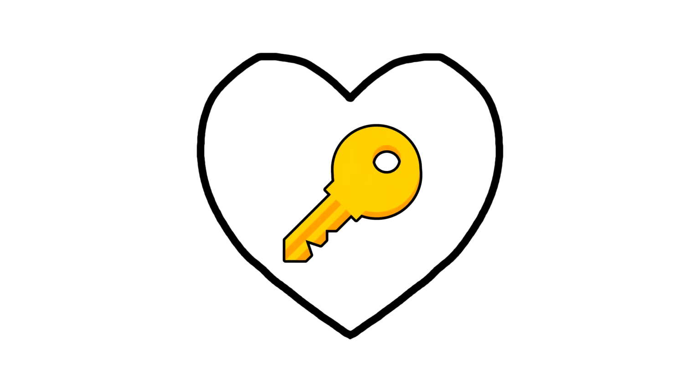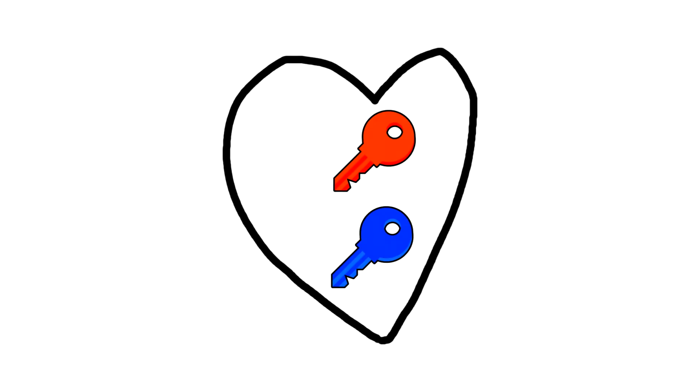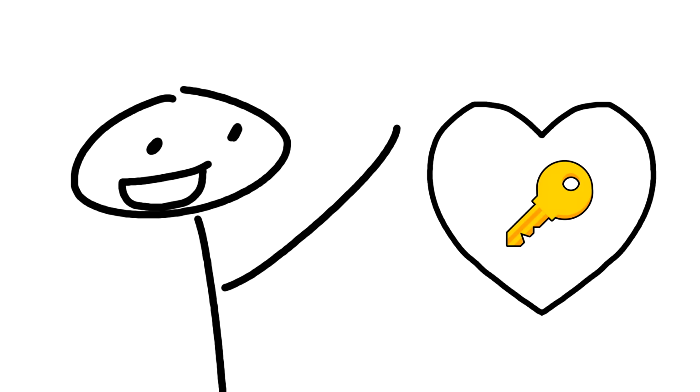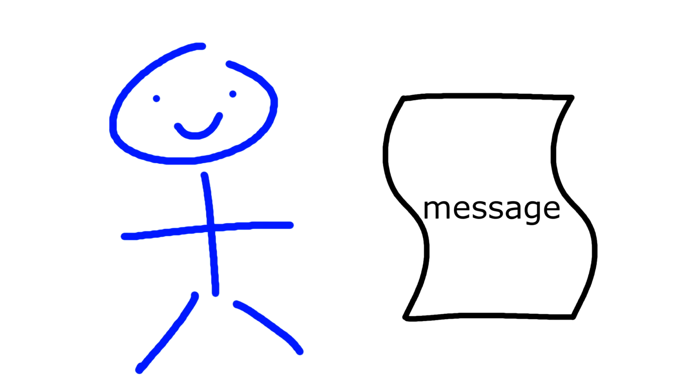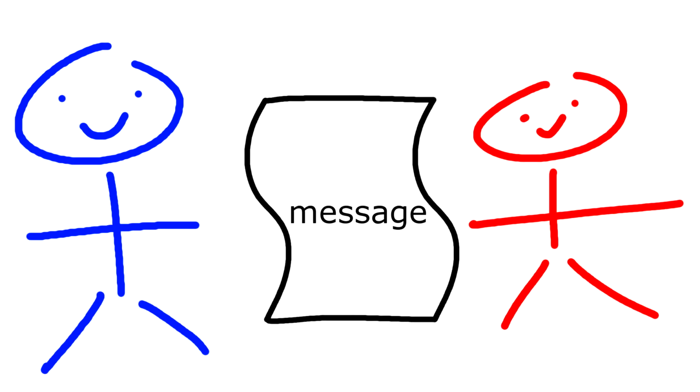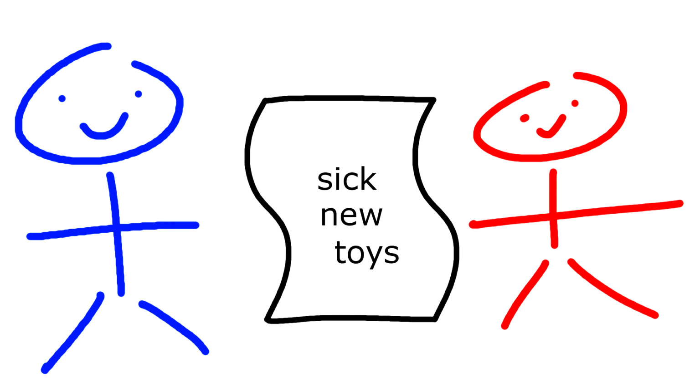First off, symmetric and asymmetric encryptions. The symmetric method uses only one key in the encryption and decryption process, while asymmetric one uses 2 keys. So let's make an example for our symmetric encryption method. So imagine you want to send a message that is written on a paper to your friend Peter that you have some sick new toys.